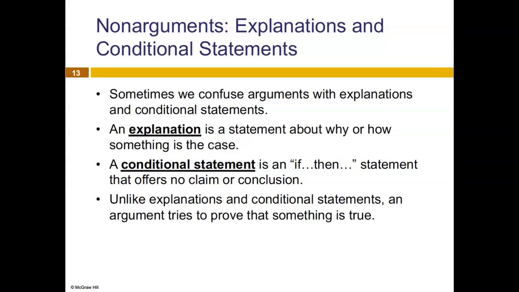So non-arguments: explanations and conditional statements. An explanation is a statement about why or how something happened. It's not an argument. You're explaining something. And a conditional statement is also not an argument. A conditional statement is an if-this-happened-then-something-else-will-take-place type of statement. Unlike explanations and conditional statements, an argument tries to prove something. When you're explaining something, you're not necessarily trying to prove anything. And if it's a conditional statement, you're also not trying to prove anything.